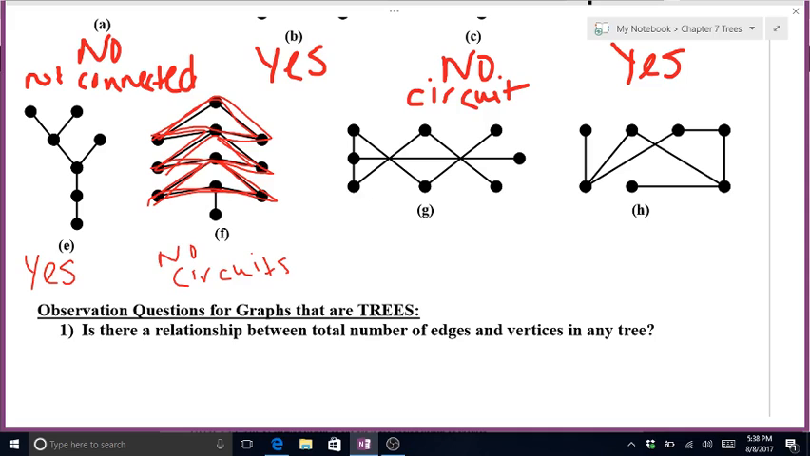G. G's kind of tricky. But remember, just because they cross here does not mean that there's a terminal there. So there actually are no circuits in this one. So yes, this is a tree. Because if I leave here and trace this, I get stuck way out here. Now, if for some reason these two were connected, that would have caused a problem.